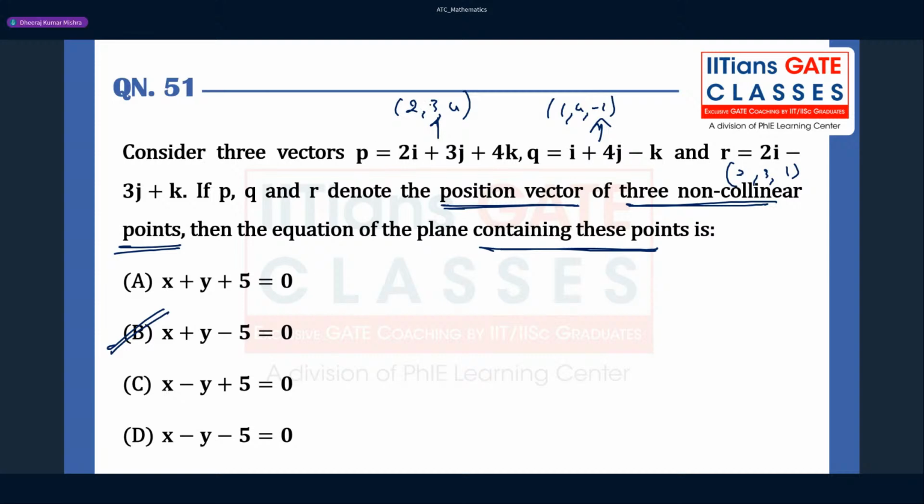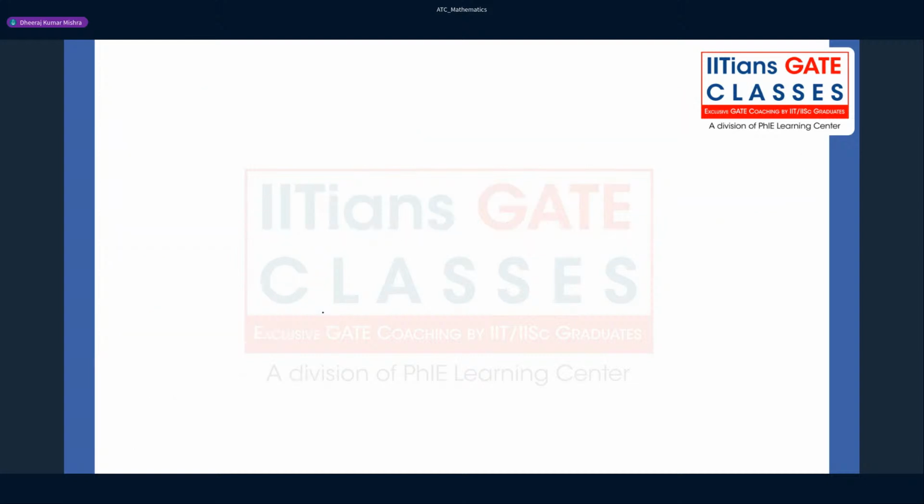Suppose you take this point 2, 3, 4, right? If you plug it here, yes, it is satisfying. The answer is correct. Only one point you have to satisfy, and you will get the answer. Don't solve by regular procedures.